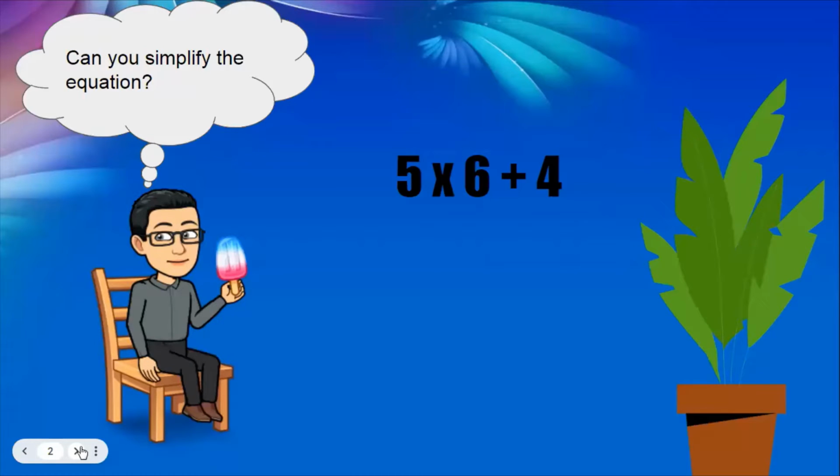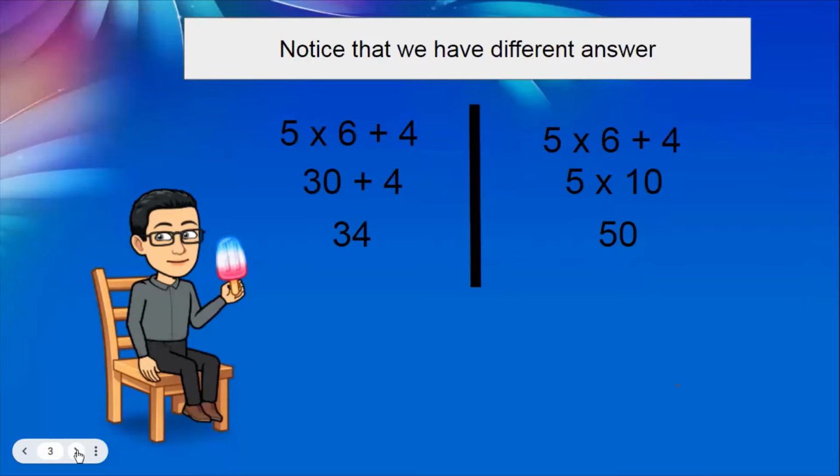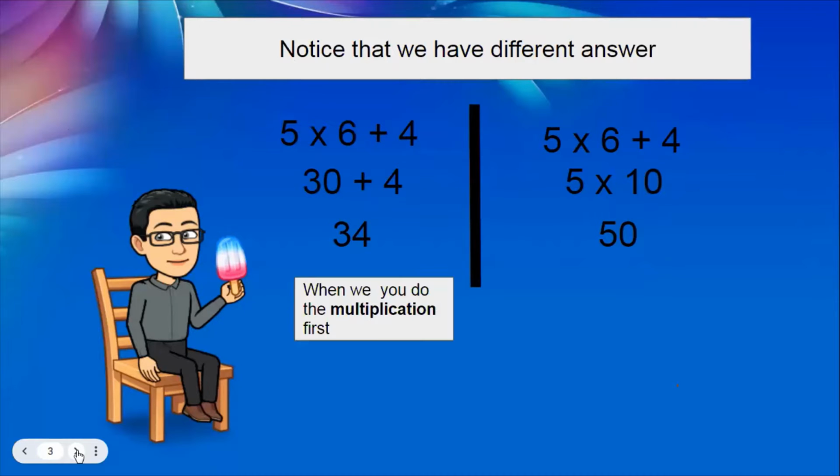But before that, I want you to simplify this equation. So we have here 5 times 6 plus 4. As you can see in this equation, we have two operations: multiplication and addition. Now, what do you think is the answer? Notice that we have different answers here. If we do the multiplication first, we get the answer of 34.